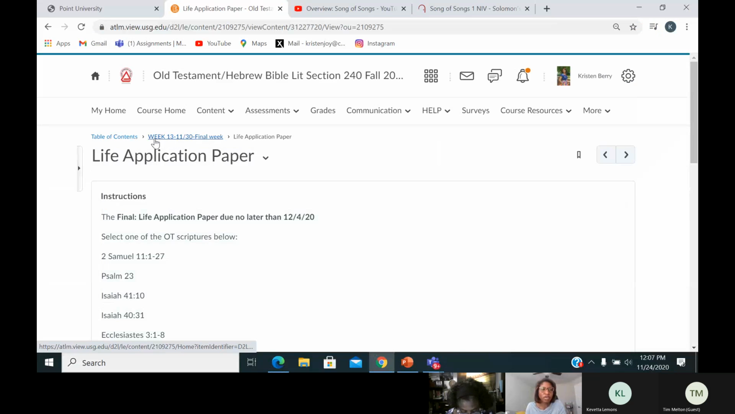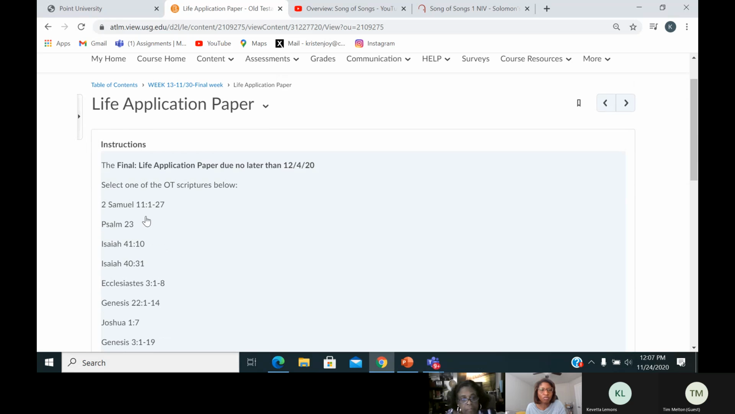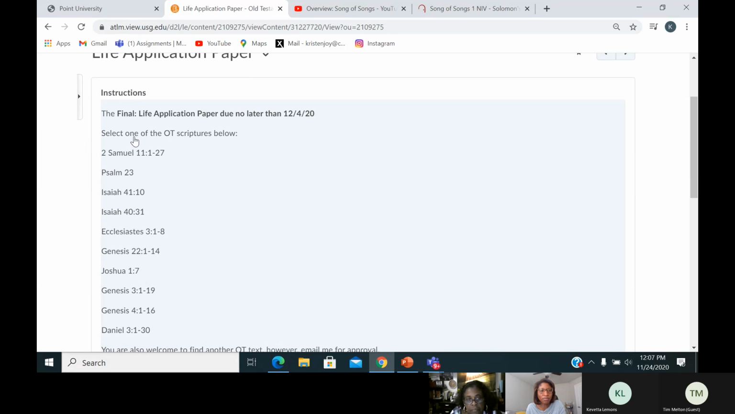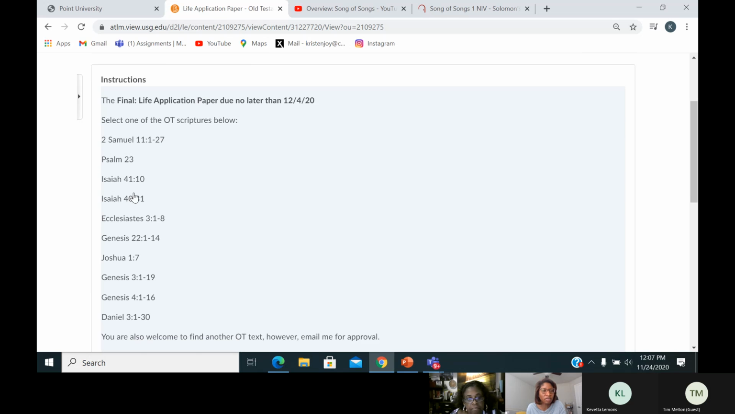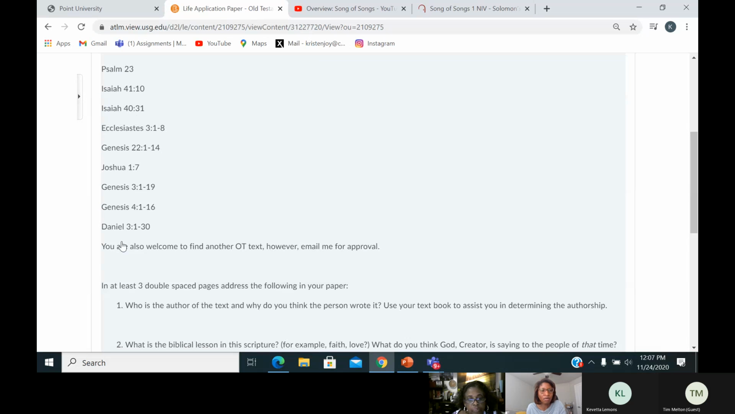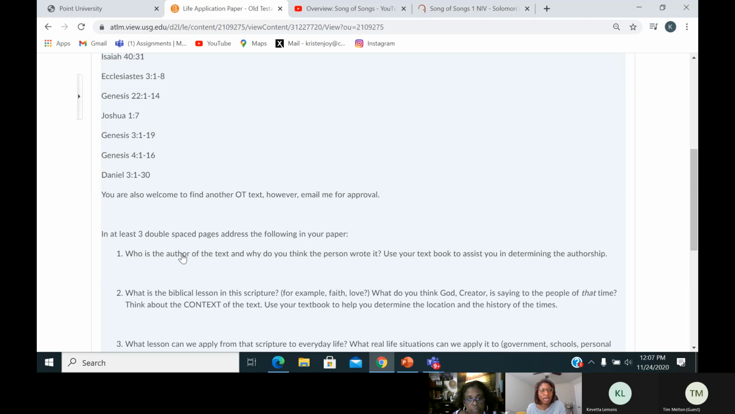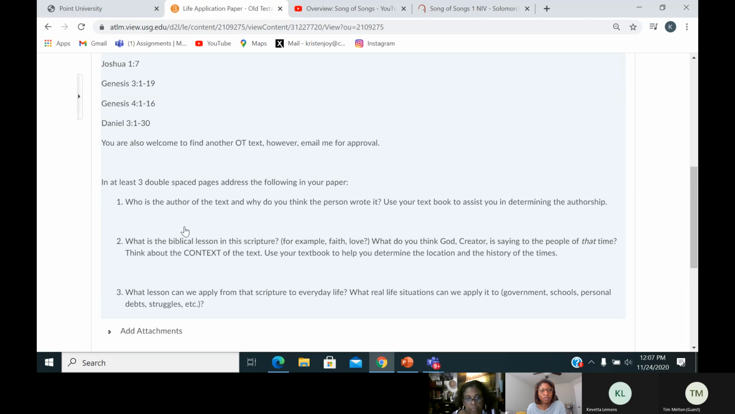All right, so you're going to find this in week 13, and this is what you should be working on now until next week, your final paper. You're going to select one of these Old Testament scriptures, and these are the 3 research areas that you should include in the paper in at least 3 double-spaced pages. Remember, if you get anything from anybody else that is not your original thought, you need to make sure that you cite that source.